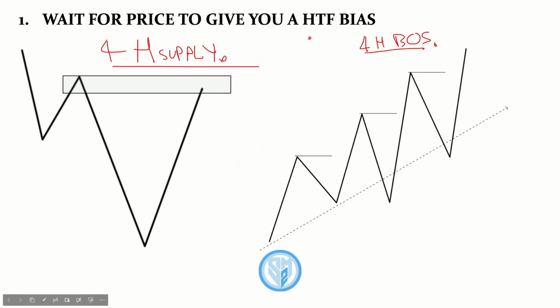And that is essentially what I mean by higher time frame bias, because all a higher time frame bias is, is the direction that you think price is going to head to for the next day, or for today, or the next couple of days, or the next week, for example. So that's the first way, through a higher time frame supply zone. And the next way is through a higher time frame break of structure.